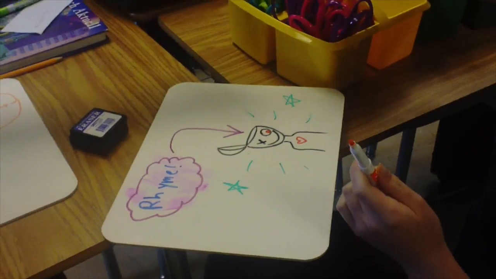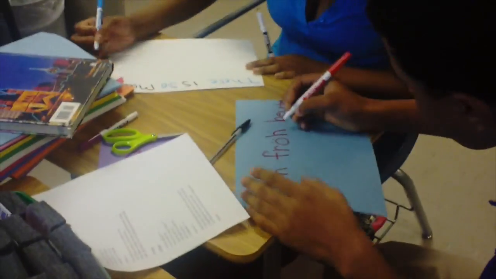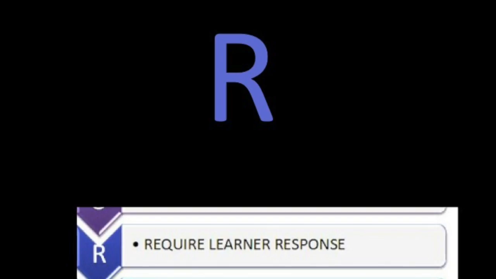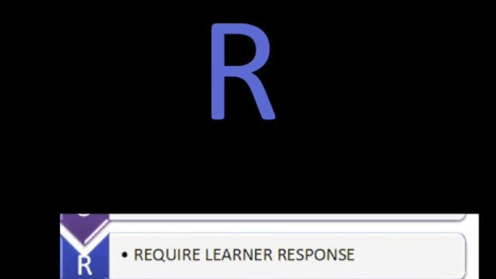The fourth step of the Assure design model is the U, utilizing the media and materials that were selected in the previous step. In this step, the instruction is actually delivered. The media, resources, and materials that were chosen during the development process are put to work to aid in the teaching of the content. The fifth step of the Assure design model is the R, requiring learner participation.